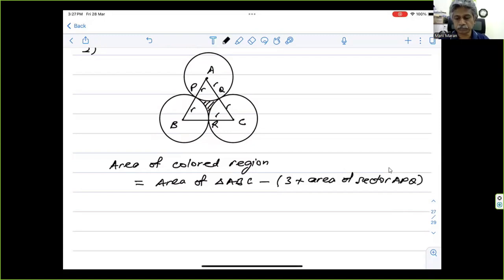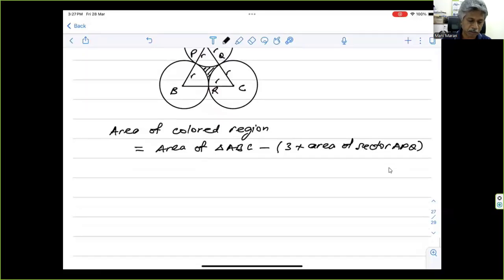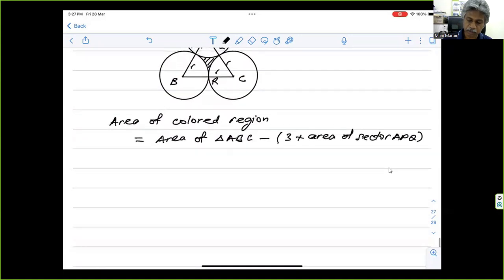Okay. So area of color region is equal to area of triangle ABC minus 3 times the area of sector APQ. Now, because sector APQ is the same size as sector BRP and CQR, all the three sectors are the same area. So this is where we are going to apply the formula we learned earlier for the area of triangle ABC. This is given by half AB sine C.